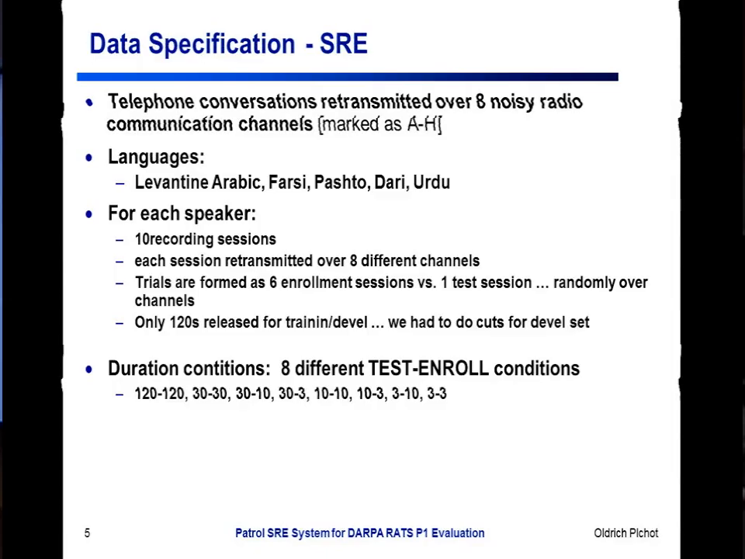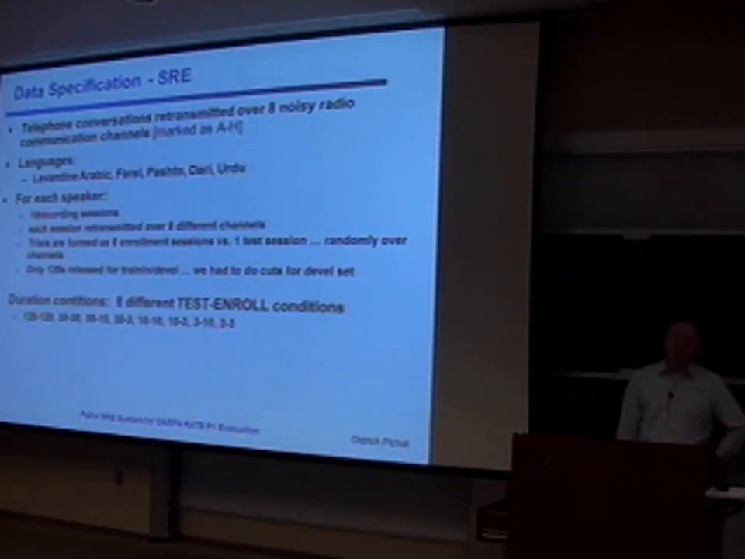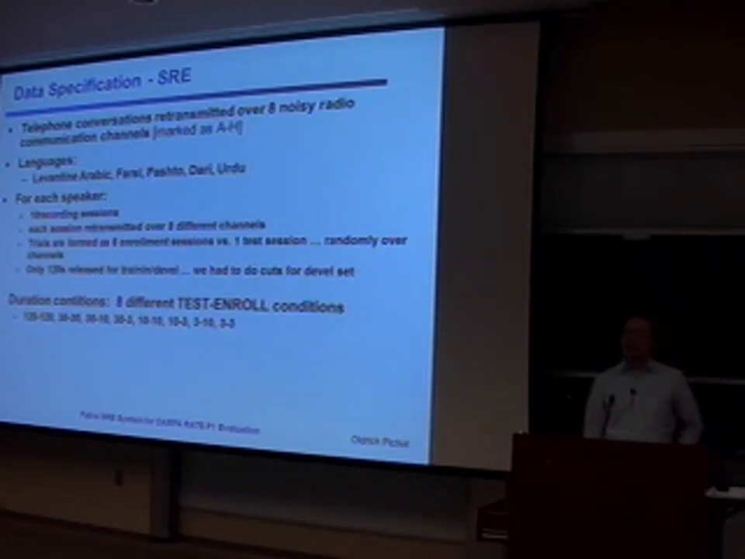The languages we are dealing with right now are Levantine Arabic, Farsi, Pashto, Dari, and Urdu. So you can see this is probably because of DARPA's interest, and these are all in the Middle East. So they're probably targeting this area for right now. But of course, if you develop technology which is able to work on such data and such languages, it will probably be easily adapted to English and some other non-military tasks.